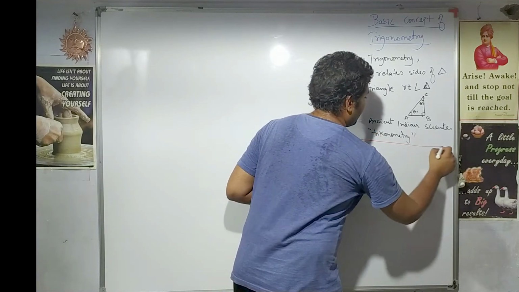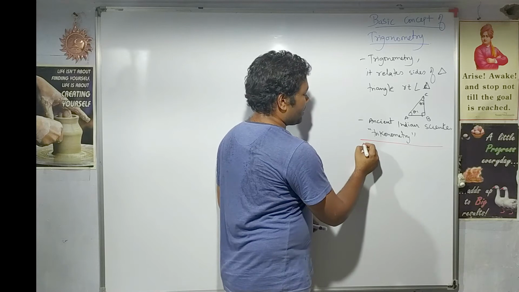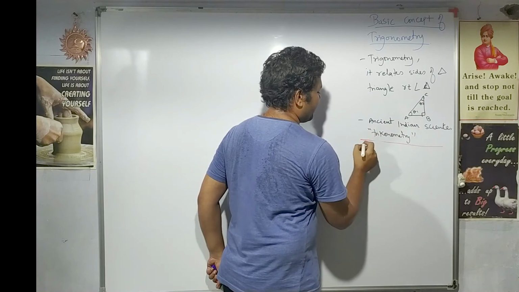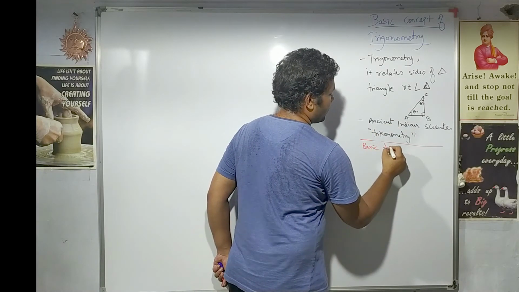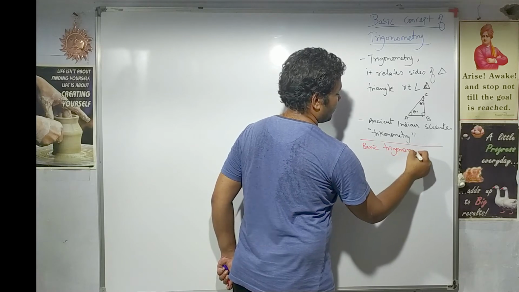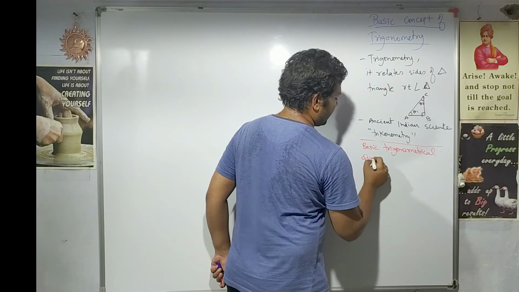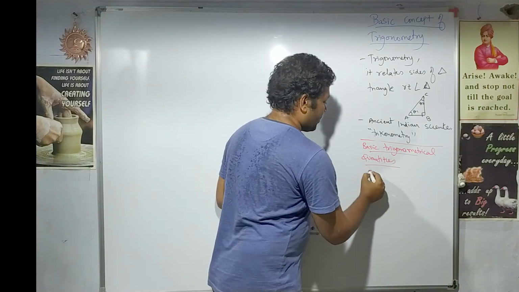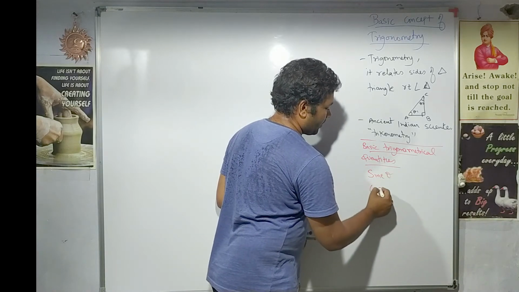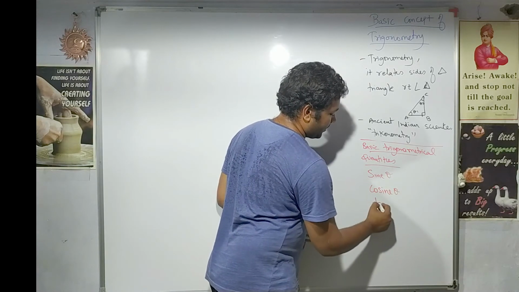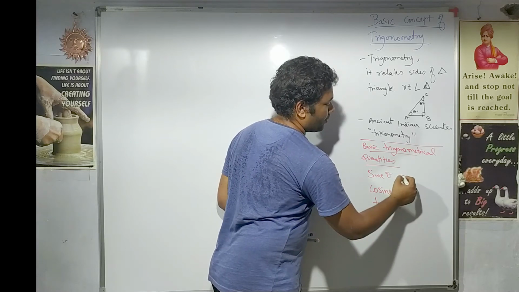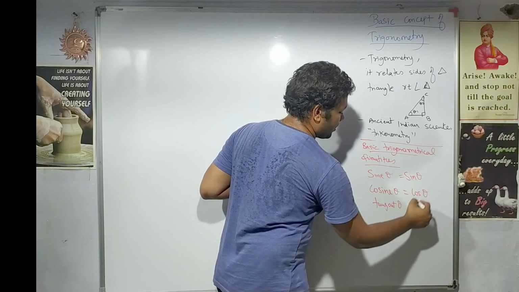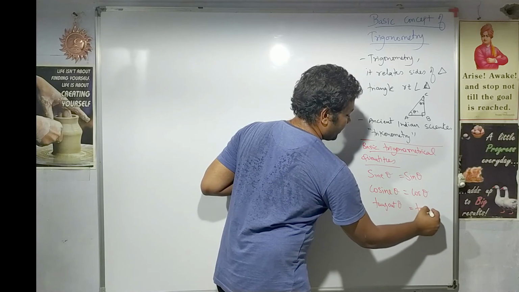Trigonometry starts with three basic quantities, or we can say basic trigonometrical quantities. So what are the basic trigonometrical quantities? There are three quantities. The first one is sine theta, cosine theta, and the tangent of theta. In short, we write sin theta, cos theta, and tan theta.